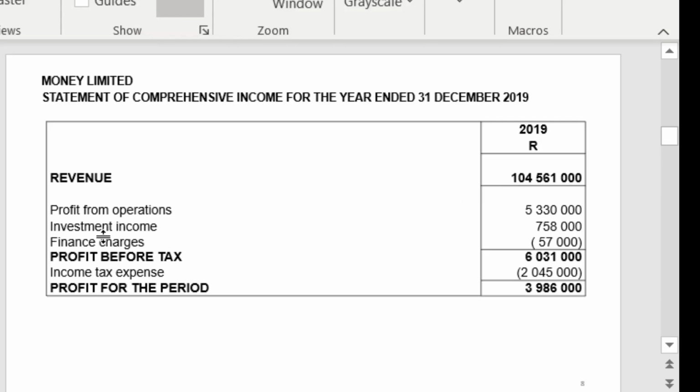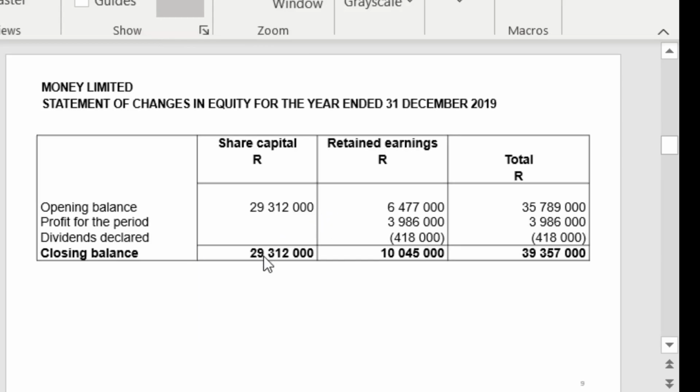After revision, we are given profit from operations, and then investment income, finance charges, profit before tax and income tax expense, and profit for the period. As you can see, cost of sales is not provided, and other expenses are not provided as well. With the information provided before us, we should be able to calculate the cost of sales as well as other expenses. We're also provided with the statement of changes in equity.